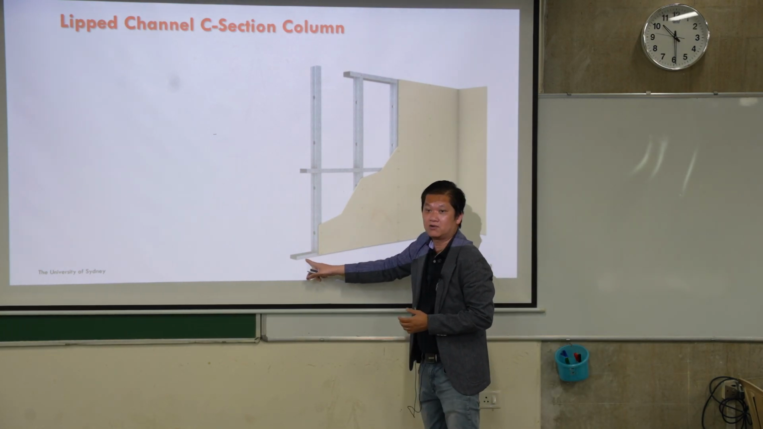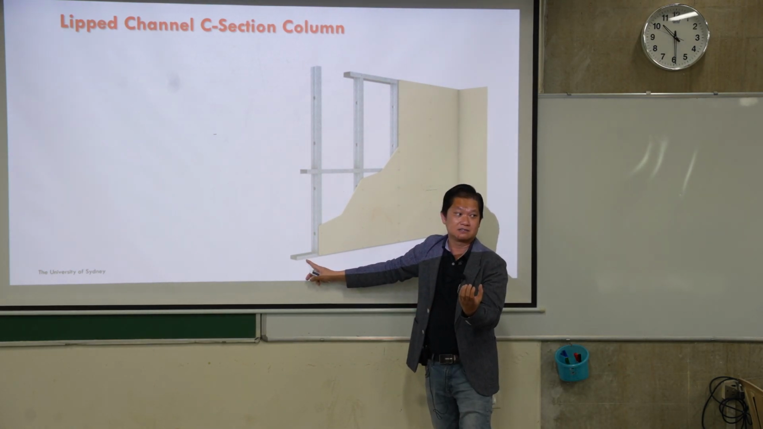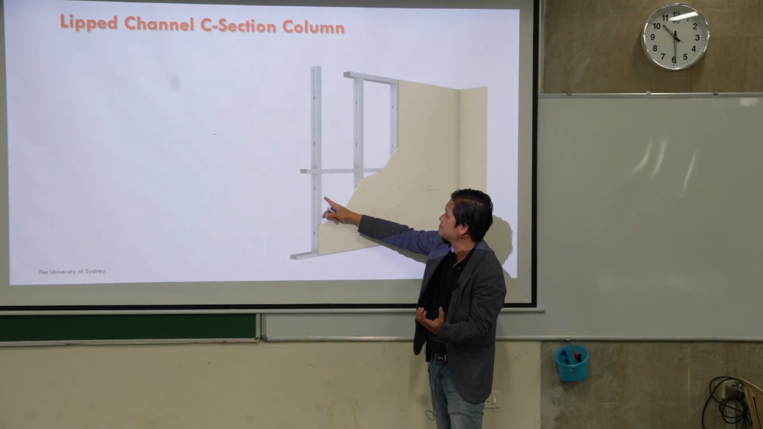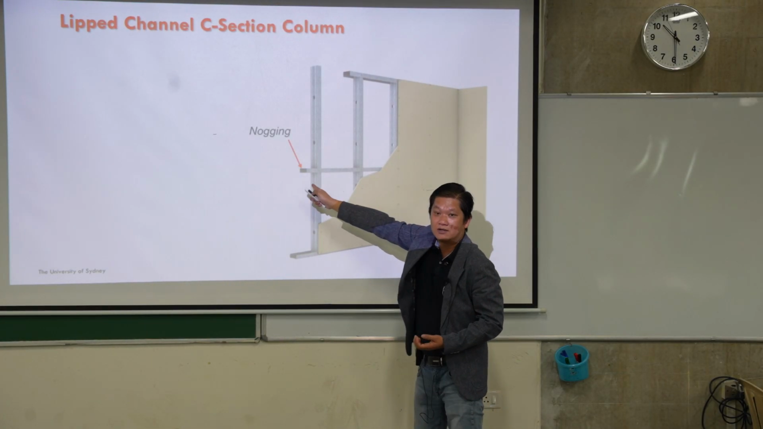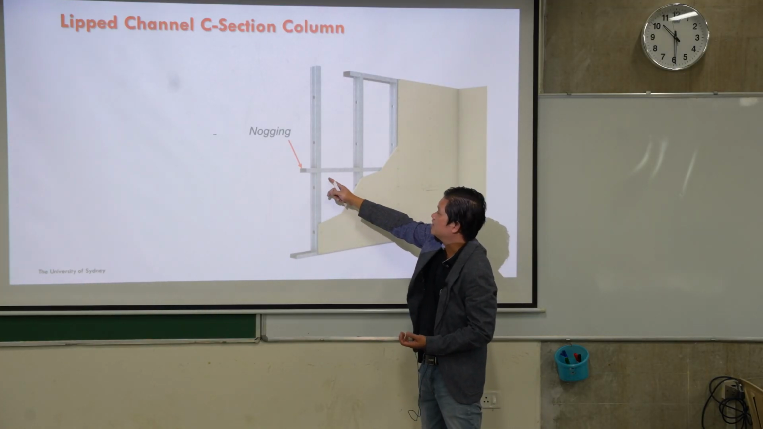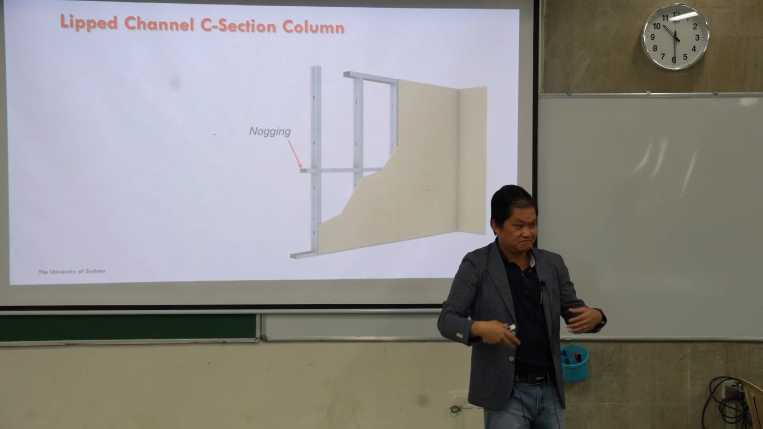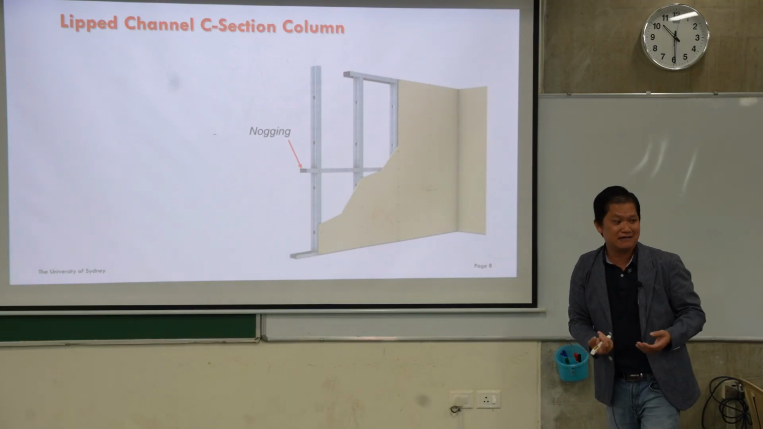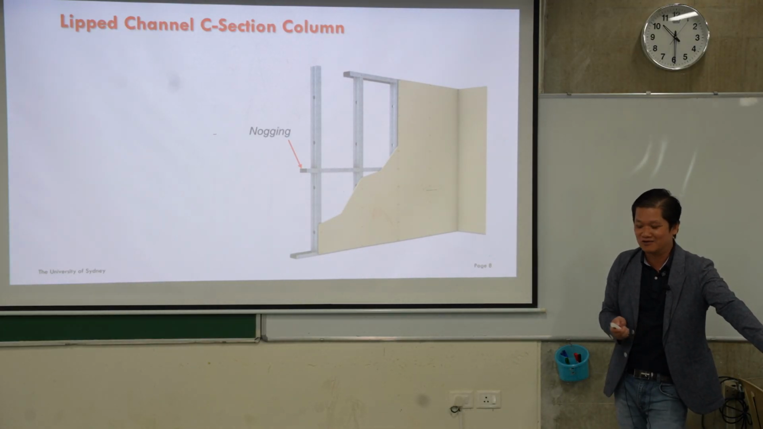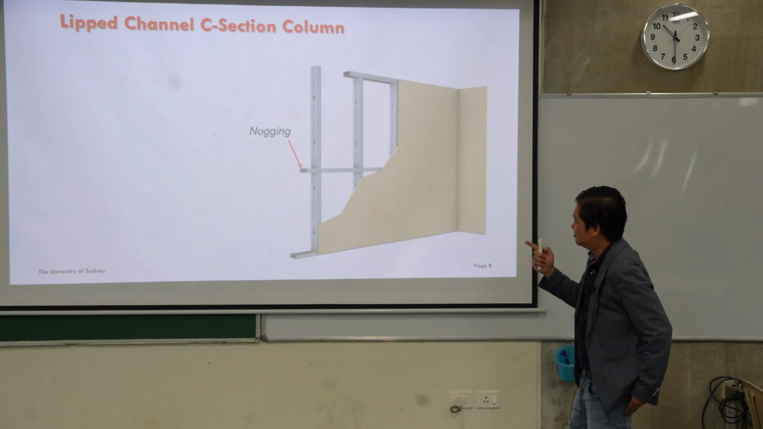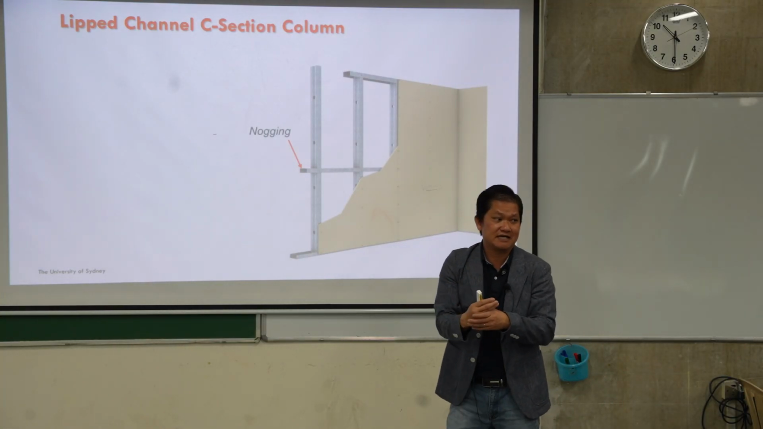And at the bottom, we have another track, so we fit one in. And then in between here, this is noggings. We put the noggings in, there's some job for noggings to do, right? It's not just for fun. So what happens? I'm going to explain to you later. It's going to hold the C-section in a way.